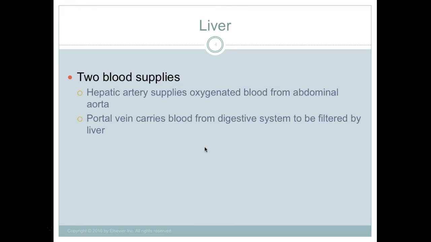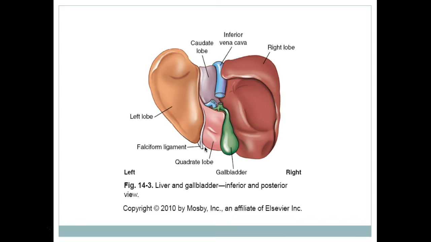So when we get into your sectional anatomy class, we're going to cover that a lot deeper than what we are here. So there's two major blood supplies to the liver. So there's the hepatic artery that supplies oxygenated blood from the abdominal aorta, and there's the portal vein, which carries blood from the digestive system to be filtered by the liver.